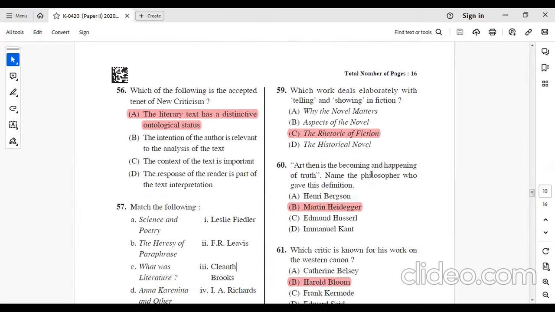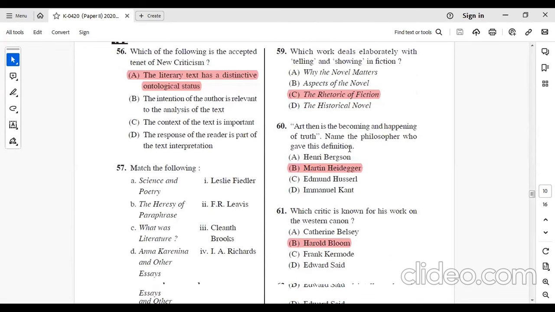Question number 59. Which work deals elaborately with telling and showing in fiction? Telling and showing in fiction, The Rhetoric of Fiction. Who has written it? It's written by Wayne C. Booth, W-A-Y-N-E, Wayne C. Booth, Rhetoric of Fiction, telling and showing.